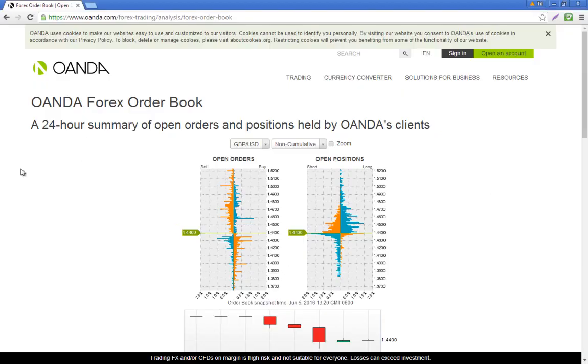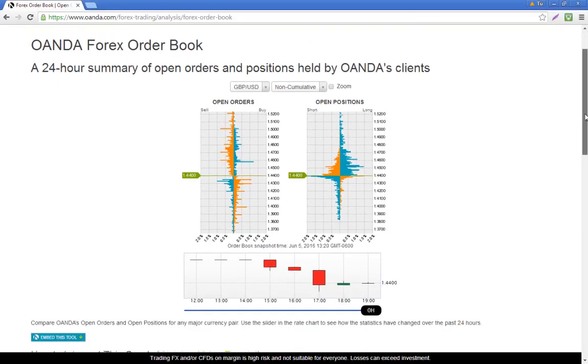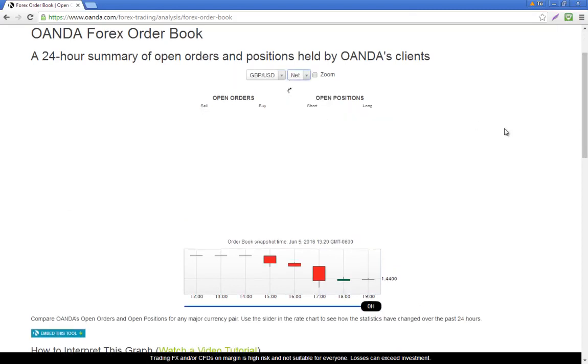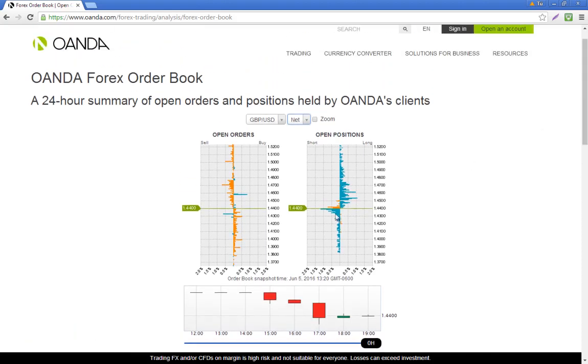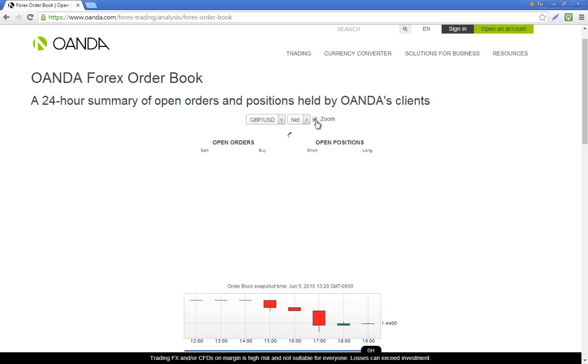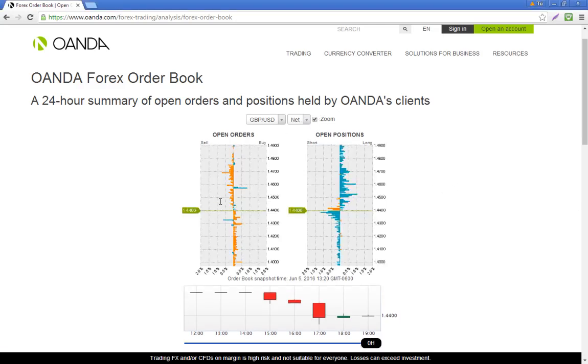In this case, we are going to use Oanda's order book, and we are going to use the GBP USD summary for the last 24 hours. As you can see right here, well, this is the net positions. Let me zoom in a little bit. What we have here is the buy orders minus the sell orders, and that gives you the imbalance.